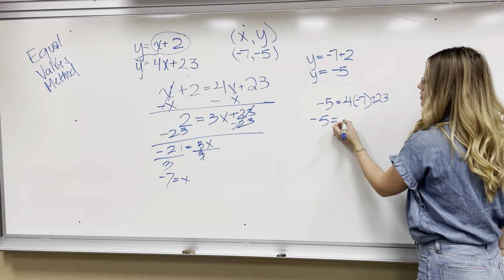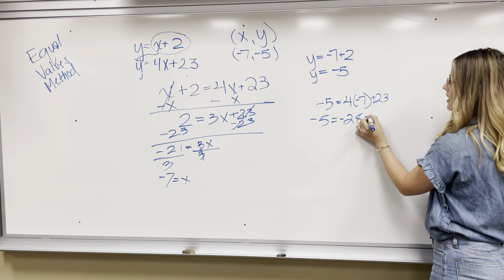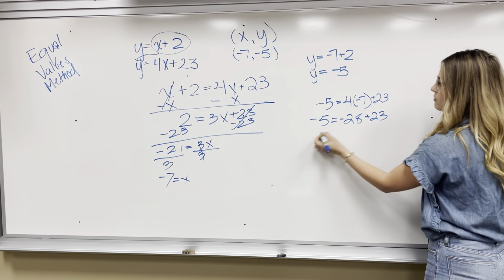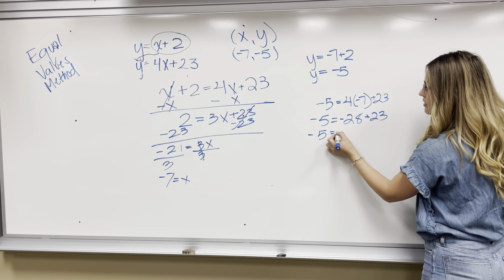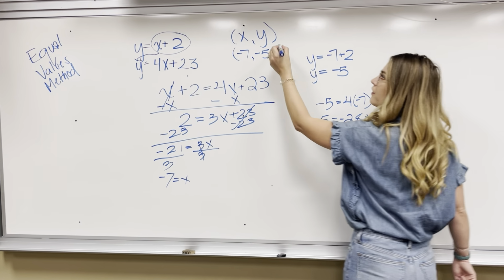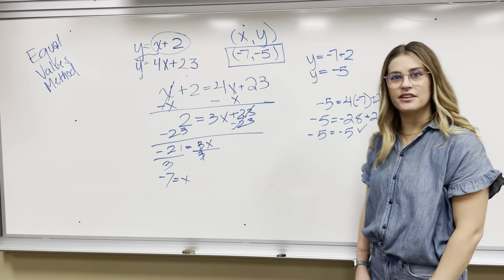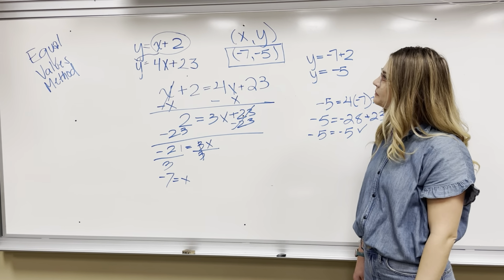4 times negative 7 is negative 28. Negative 28 plus 23 will give us negative 5. So we know we are correct because negative 5 equals negative 5. So the solution to this system is negative 7, negative 5.